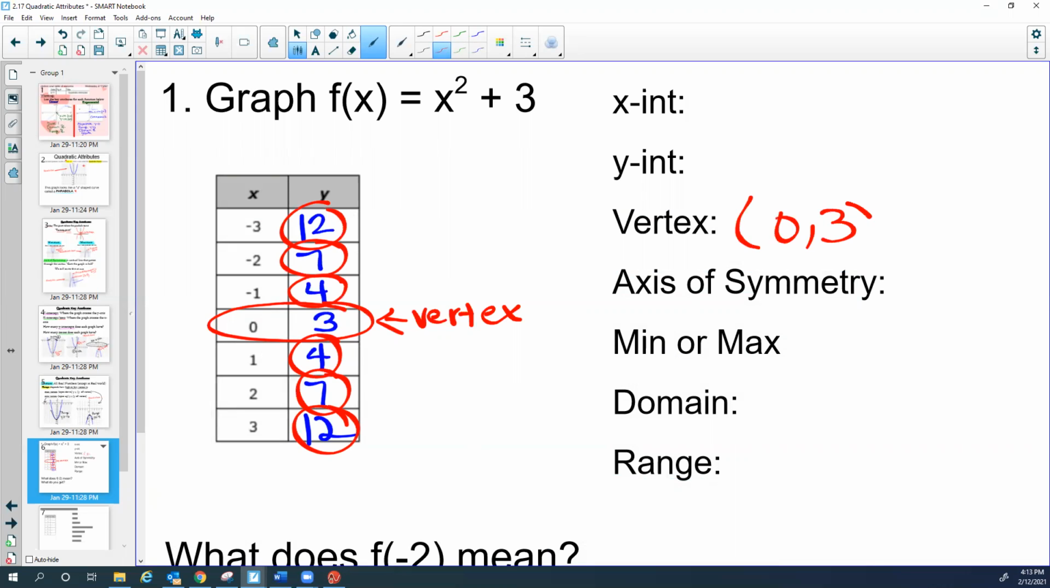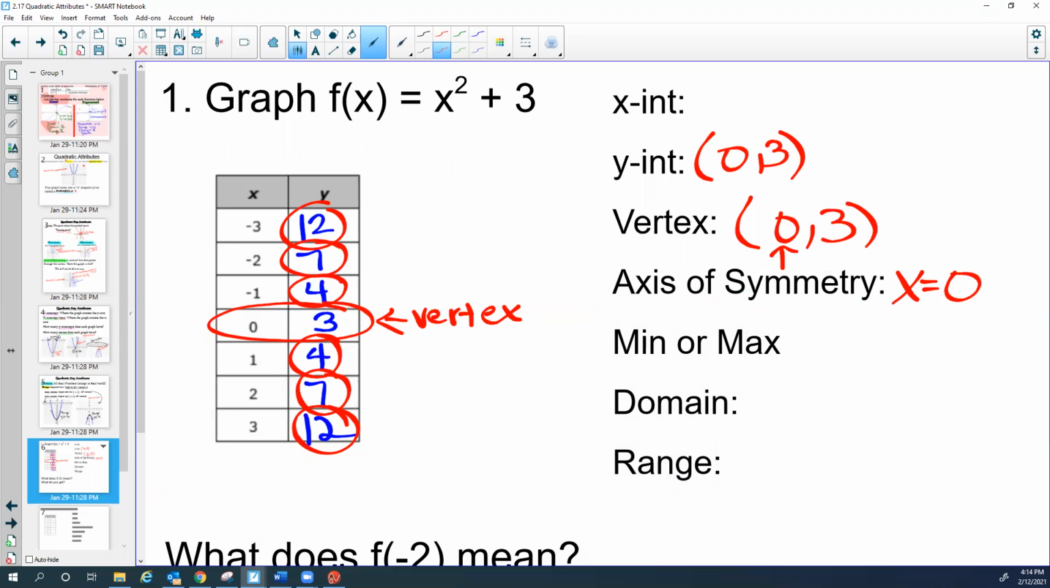And vertex, again, has to be written as a coordinate. Now, your axis of symmetry is that x equals line. And it's x equals the x of the vertex. So x equals 0 would be my axis of symmetry here. My y-intercept, I can see from the table that my y-intercept is (0, 3).